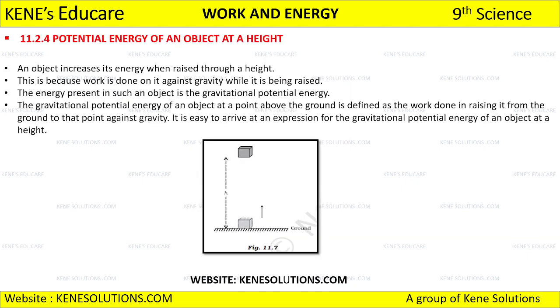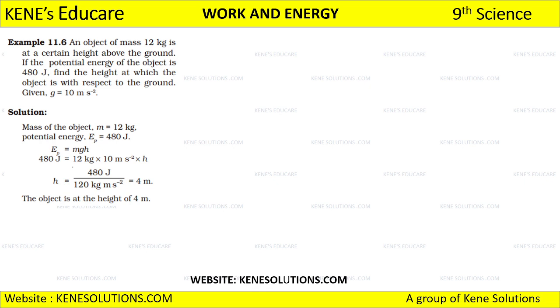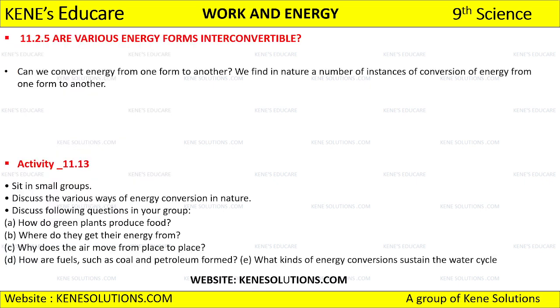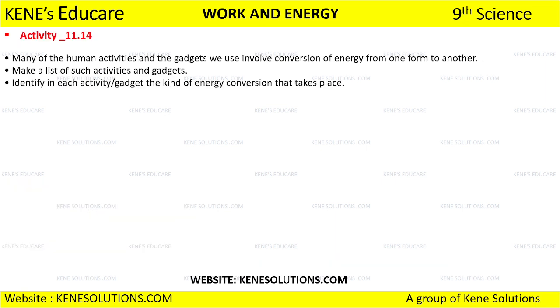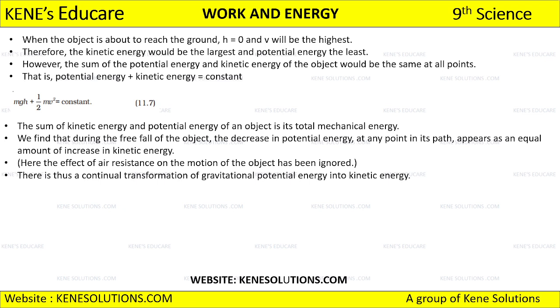Then we'll discuss potential energy of an object at a height. So if an object is placed at a height, what will be the potential energy of that object? We'll be discussing that. Then we have example 11.5 to discuss, 11.6 to discuss, and after that we will be discussing whether these energies are interconvertible or not. So we'll discuss that, and we will be discussing activity 11.13 as well. Then we have activity 11.14, and after that we have the law of conservation of energy, which we will be discussing.